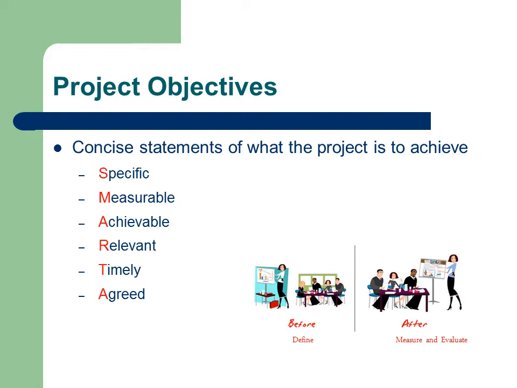So, in summary, an objective must be SMARTer. That is, S, specific, that is clear and concise. M, measurable, able to be measured at the end of the project to determine success. A, achievable, must be realistic. R, relevant, must support the strategic objectives of the organisation. T, timely, there should be no doubt about when it will be achieved. And E, agreed, that is, approved by the stakeholders.